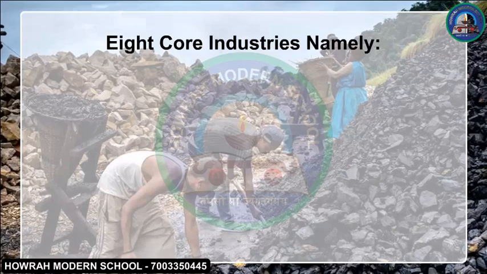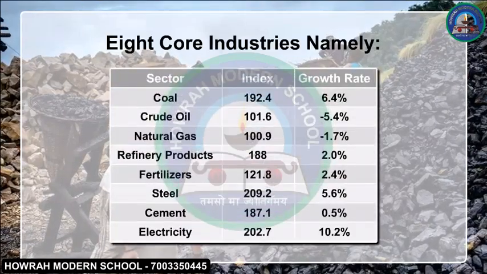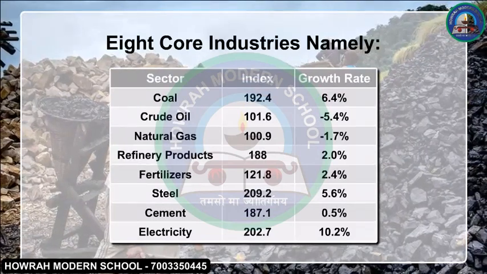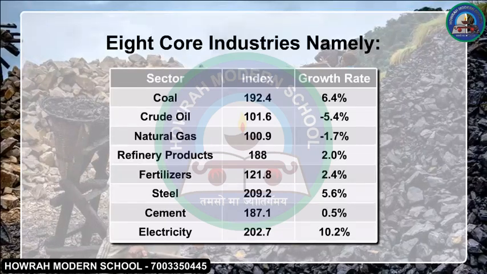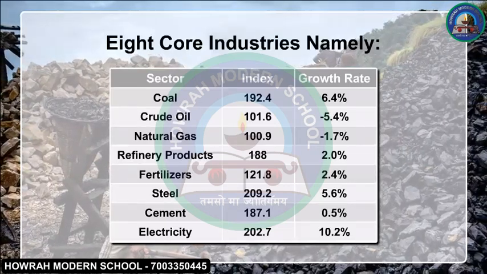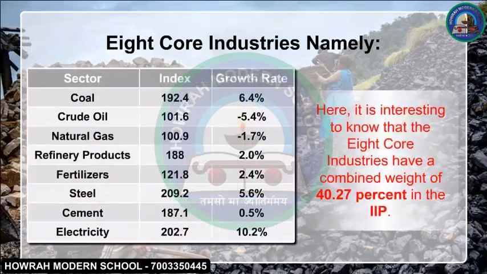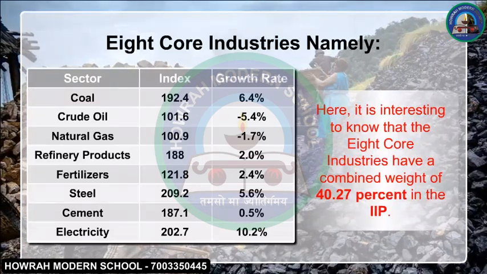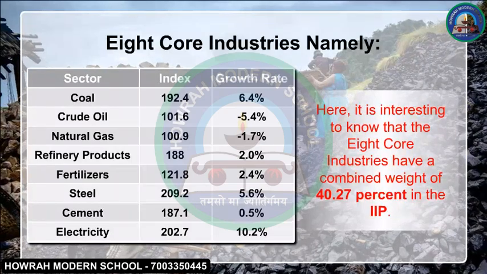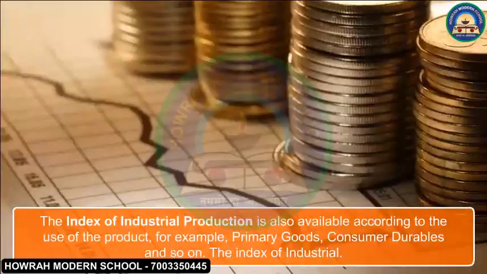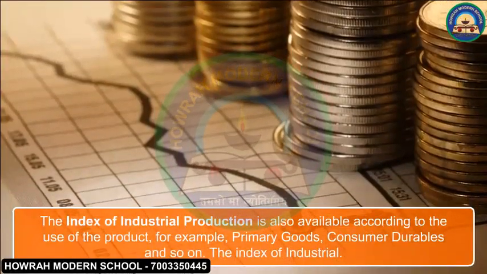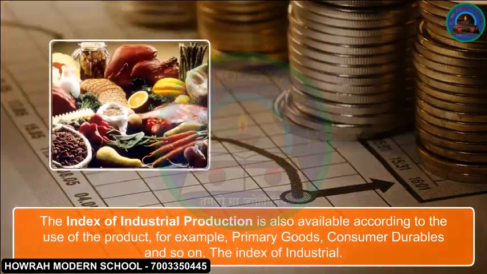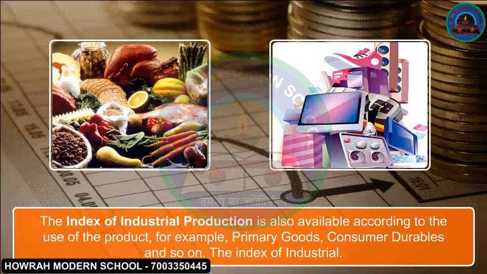Core industries, namely coal, crude oil, natural gas, refinery products, fertilizers, steel, cement, and electricity, are the main branches of IIP. Here, it is interesting to know that the 8 core industries have a combined weight of 40.27% in the IIP. The Index of Industrial Production is also available according to the use of the product. For example, primary goods, consumer durables, and so on.